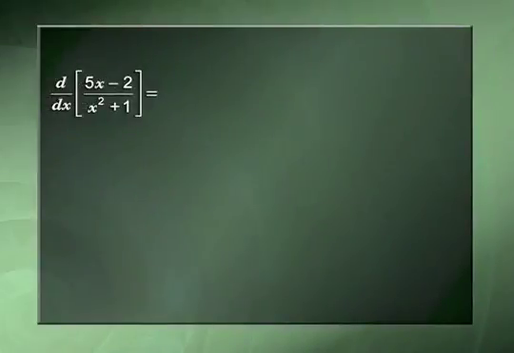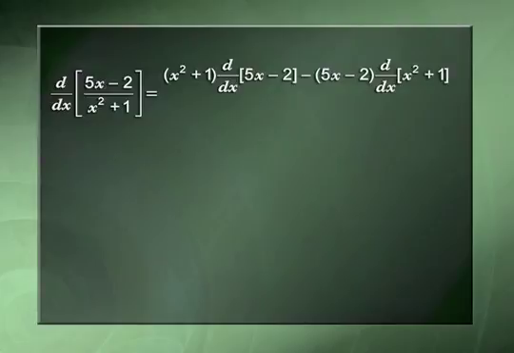Okay, let's do an example of the quotient rule to see how that formula works. And I'll step through it very slowly. Let's find the derivative of 5x minus 2 all divided by x squared plus 1. Here we go. It's the bottom function, x squared plus 1, times the derivative of the top, minus the top function, 5x minus 2, times the derivative of the bottom function, all divided by the bottom function squared.